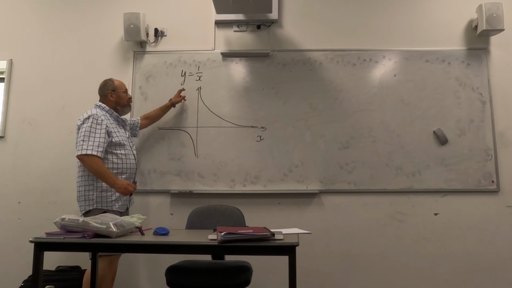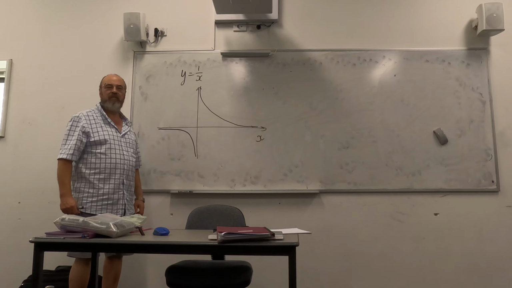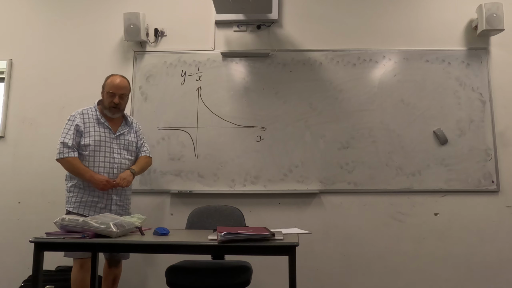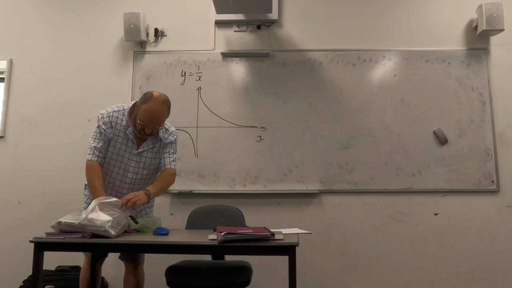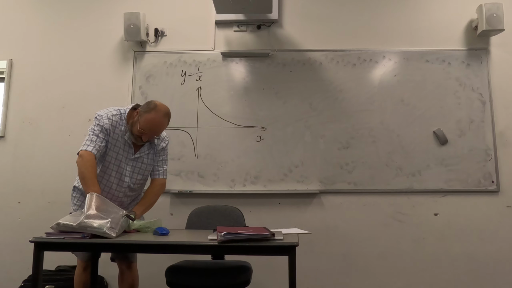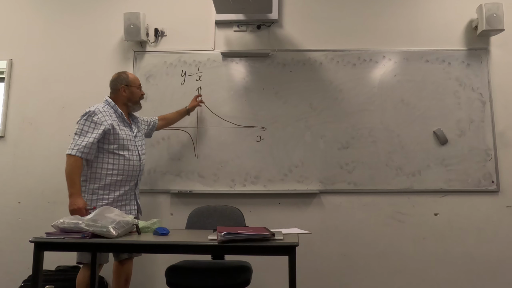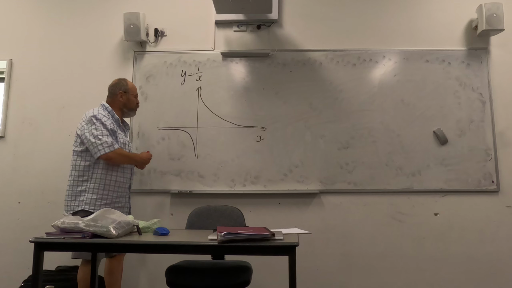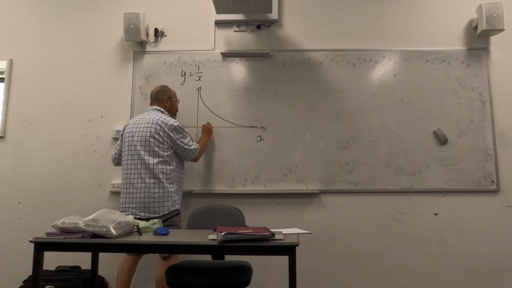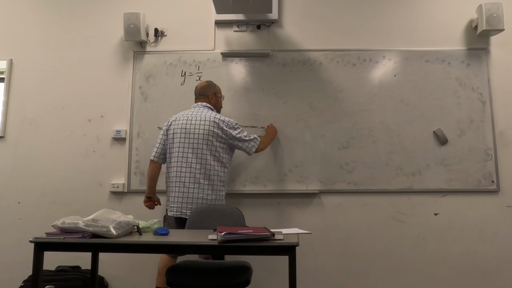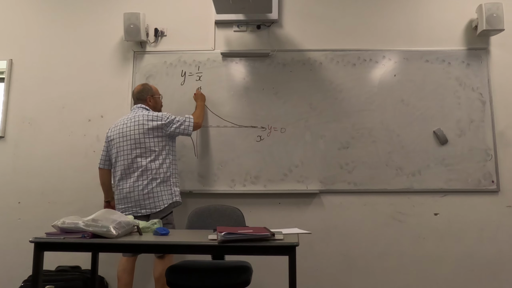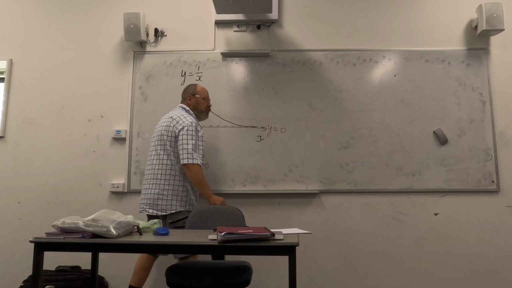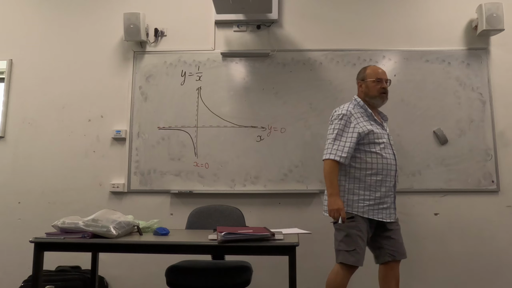Will y ever equal 0? No, because for a fraction to equal 0, the numerator has to be 0, and it's never 0. Also, x cannot be 0 because it is in the denominator. So we have two asymptotes, y equals 0 and x equals 0. When you're sketching, you must show asymptotes as a dotted line and write their equations.